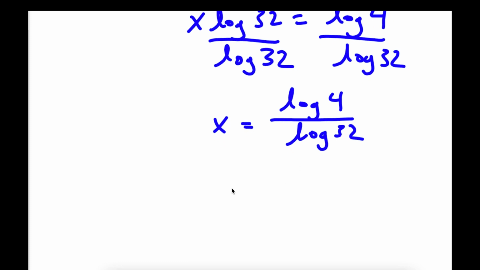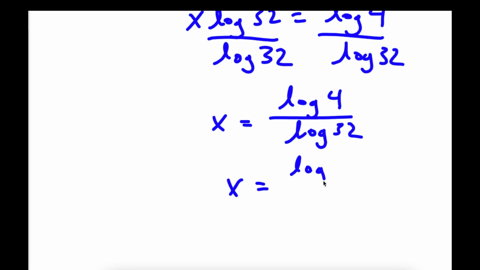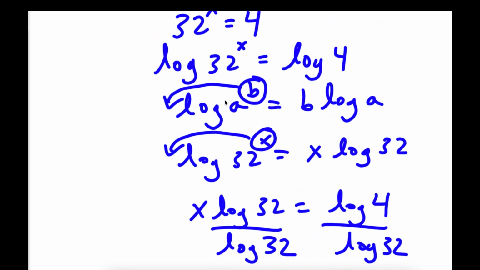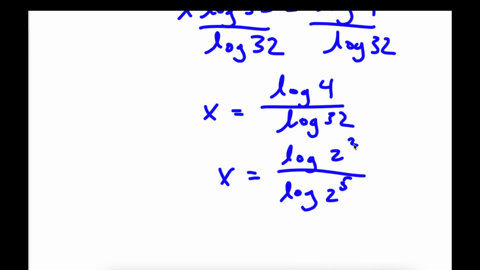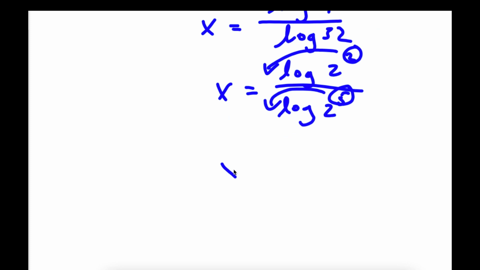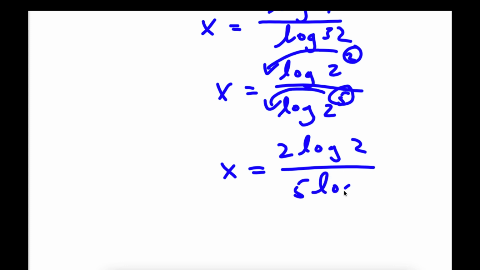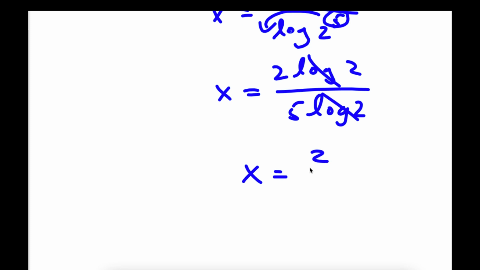Now 4 here, this is the same thing as 2 squared. And 32, this is the same thing as 2 to the power 5. And now remember, if we have something in the form log a to the power b, this is equal to b times log a. So for both of these, I'm going to move the exponent to the front of the logarithm. So now I have x is equal to 2 times log 2 over 5 times log 2. Now these two log 2's can simply cancel out, so I end up with x is equal to 2 over 5.